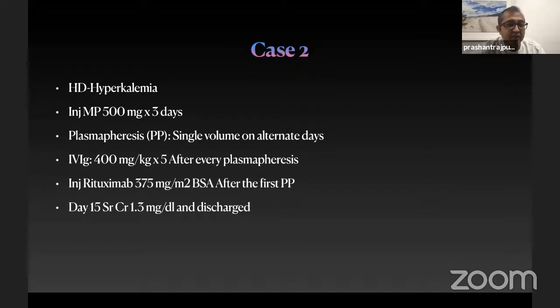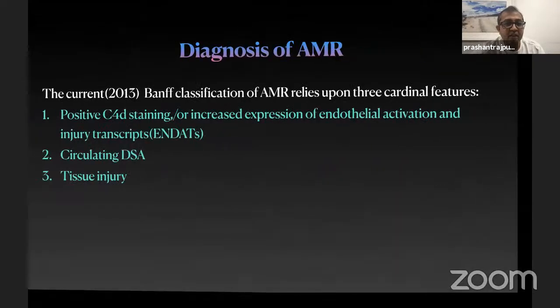We treated him with methylprednisolone 500 milligrams stat, and it was given for the next 3 days. The patient was immediately taken up for plasma exchange, and a single volume exchange was done on alternate days for about 5 sessions. Each session of plasma exchange was followed by 400 milligram per kilogram of IVIG. This patient also received rituximab 375 milligram per meter square body surface area after the first plasmapheresis. On day 15, the patient was discharged at a creatinine of 1.3. So this was an acute antibody-mediated rejection.